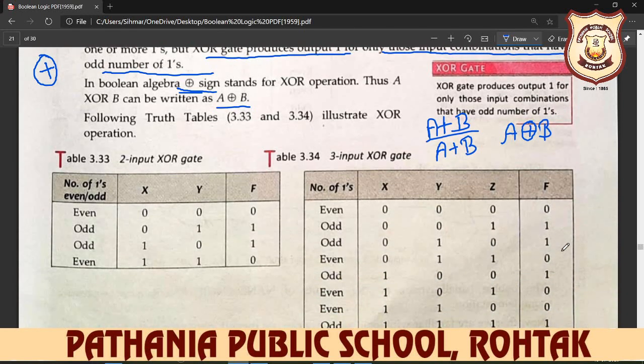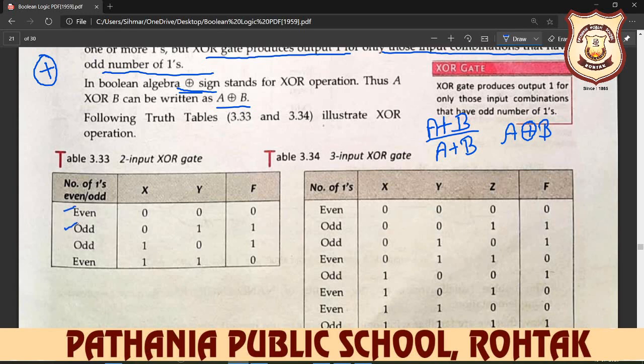Learn one main point here. XOR gate produces output 1 for only those inputs that have an odd number of ones. If your input ones are odd in number, then you write 1 in the answer. If the number of ones is even, then your output will be 0. So understand this point, even and odd.